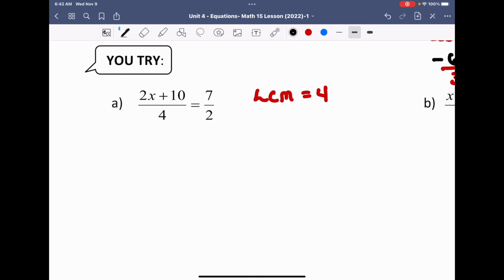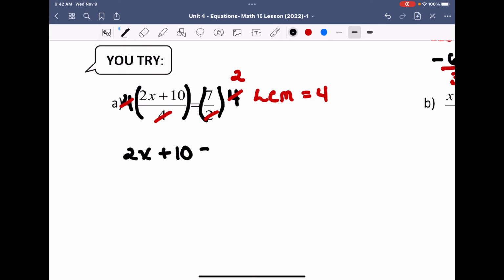Now we know the LCM must be multiplied to both the left and right side. And so when I multiply both the left and right, 4 divided by 4 eliminates to 1. 4 divided by 2 eliminates to 2. So then, therefore, I have 2x plus 10 is equal to 7 times 2, which is 14.